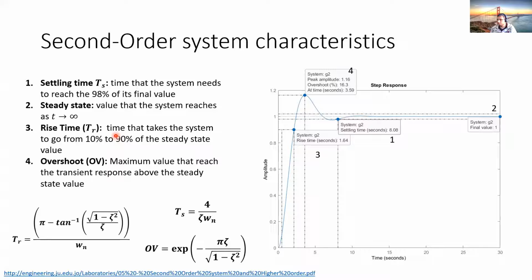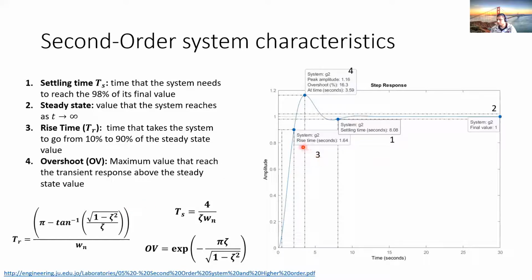Rise time, this is a new one. Okay, that's the same as we saw before, the time that goes between 10 and 90%. This is our rise time, in this case 1.64 seconds for this example in particular. And the overshoot, that is the maximum value that we reach above our desired steady state value. In this case it is like 1.16. This graph is generated with Matlab. We can see now how we can get these features directly from Matlab.